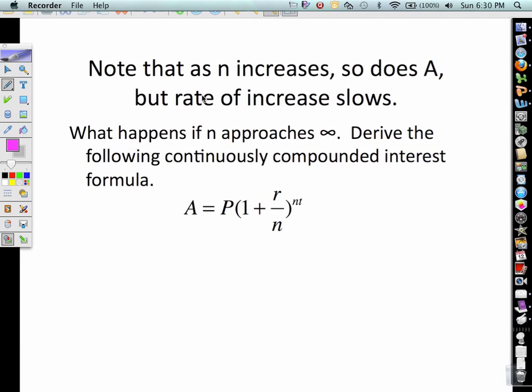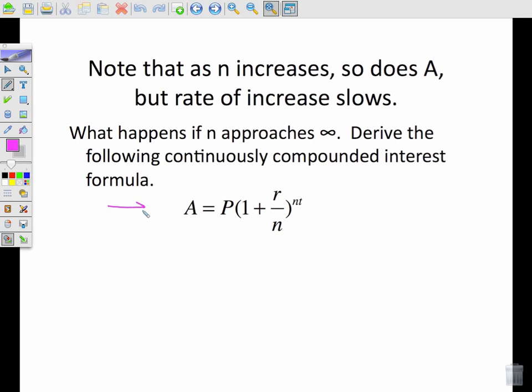In this video, what you are going to see is how we are able to derive the continuous interest formula from the compound interest. Okay, so what I'm going to do is I'm going to show you how this formula right here, which is the compound interest, how it will then derive and be the continuous interest. Now the continuous formula is this.